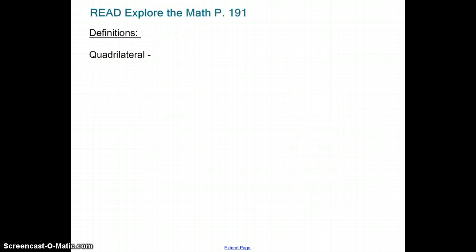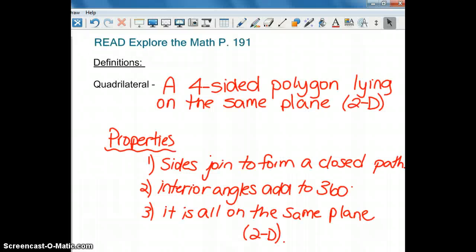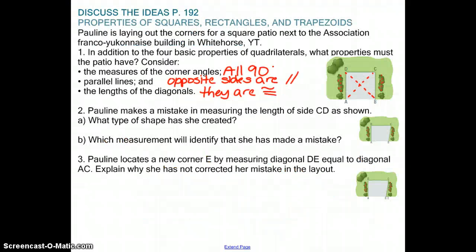Next, we're going to read the Explore the Math on page 191, and please fill in the following definition. All right, so you can check to make sure your definitions are as listed here. Also, please write down the properties of a quadrilateral. All right, so discuss the ideas, page 192.